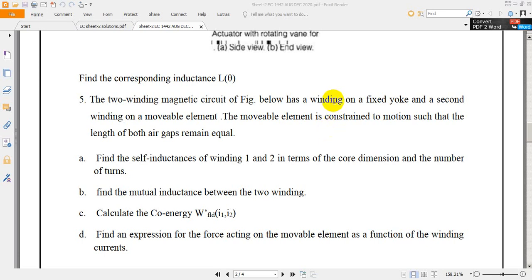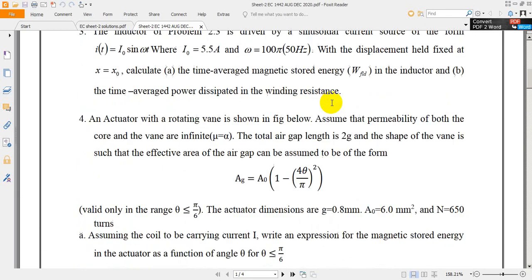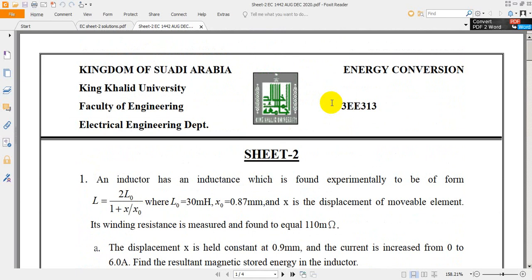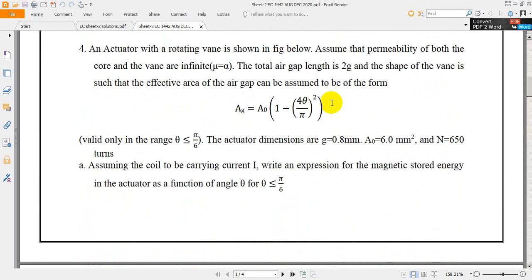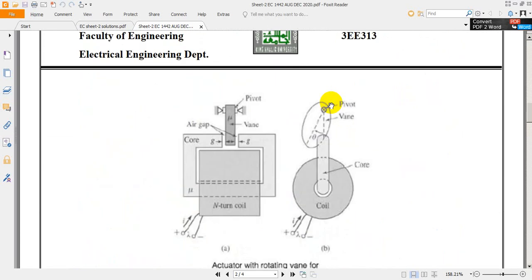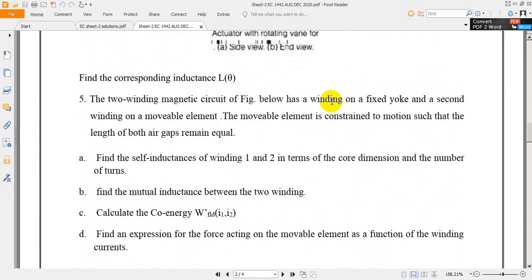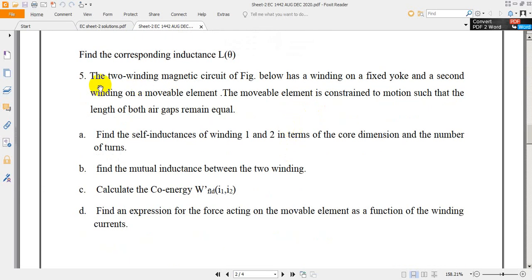Welcome to the second session of sheet 2, energy conversion. In the last session we discussed single coil, single winding inductance and energy calculations, whereas now we are going to go for multiple winding calculations. To start with, we have finished the first 4 problems. Now we are going for the fifth problem of sheet 2.